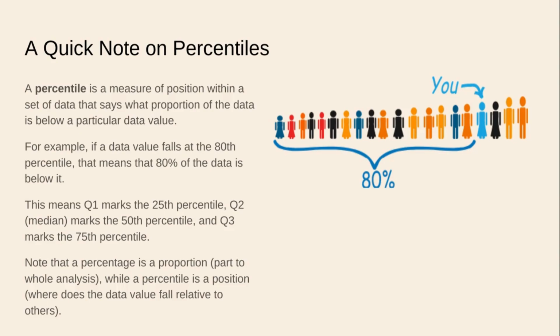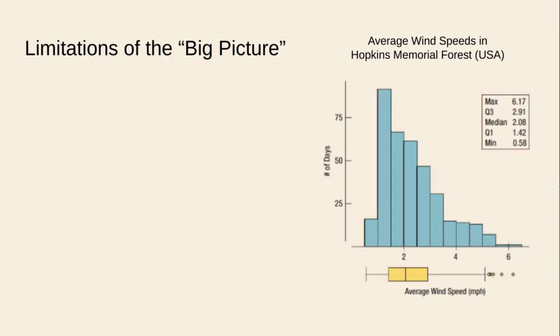A percentile, however, is a position within the data. It talks about where the data values fall relative to others. Where does our data value in question, represented by, I guess this is you here, fall relative to the rest of the data? It's a measure of position for your data, not a part-to-whole analysis. Okay, so percentile, measure of position: how much of the data are below you, or a data value that's important to you.